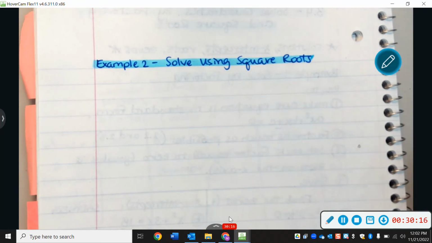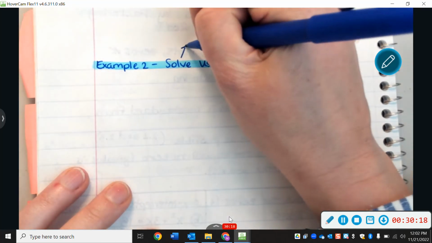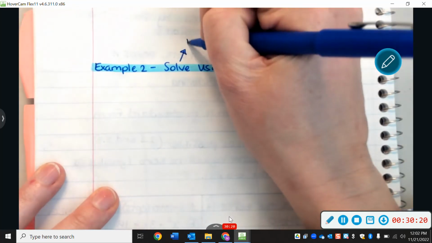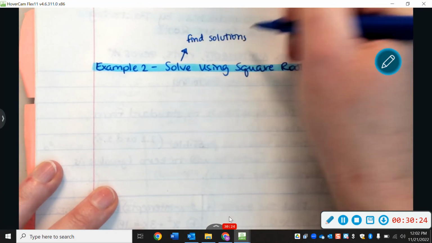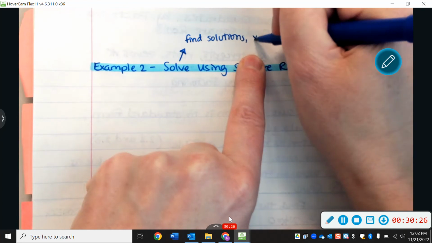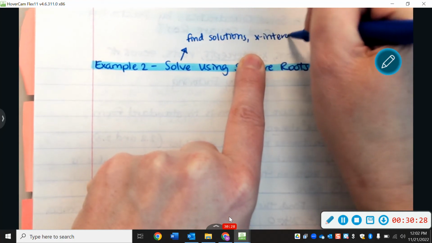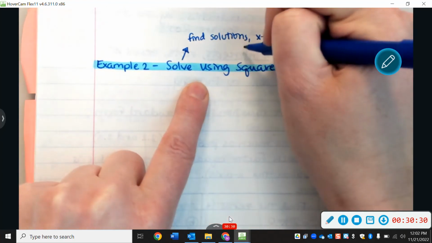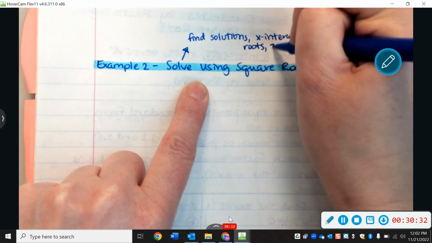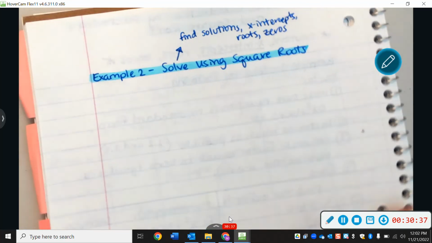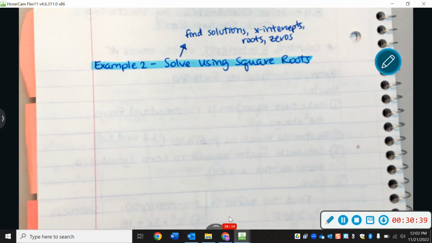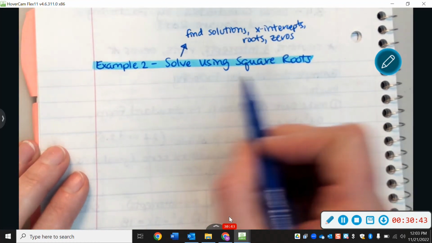And then once again, just as a reminder with vocabulary, when it's telling me to solve, it's telling me to find solutions, which are also known as x-intercepts, roots, and zeros. So you'll see the directions. They might say find the solutions. They might say find the x-intercepts. And you have to know that that still means we can use this method.